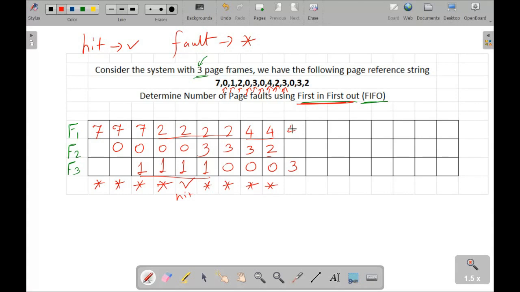So it will be 4, 2 and 3. It's also a page miss. Then next I want to add 0. So where should I add 0 again? You should replace the oldest page, and the oldest page here is 4. So I will again replace.